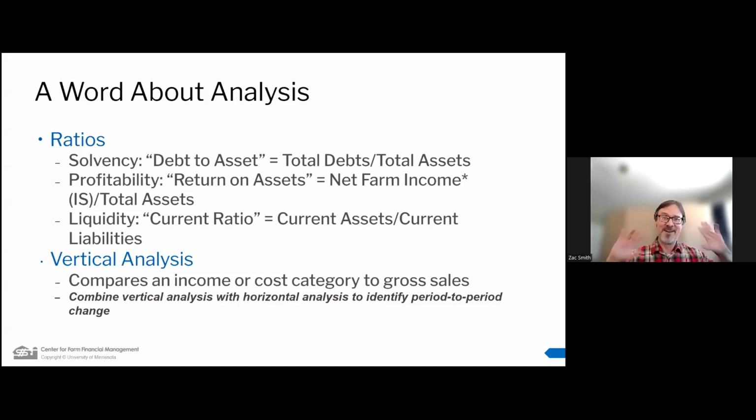So getting to know those ratios, you don't need to learn them immediately right now. We're not expecting anybody to learn anything immediately right now as far as management of financial statements, but also getting further in with your analyses. I do highly recommend doing a type of vertical analysis, which is comparing an income or a cost category to your gross sales. This is really important, I think, for agritourism when you're dividing out all of the different enterprises that you have on your farm throughout the year.